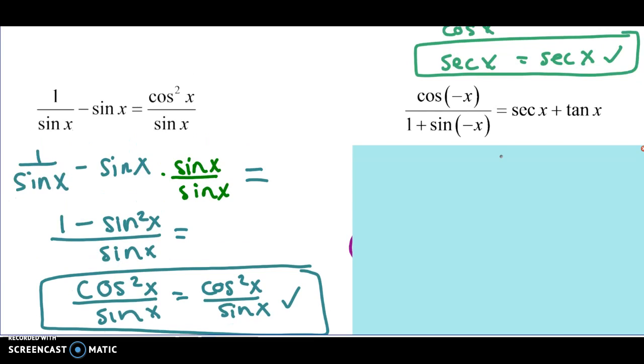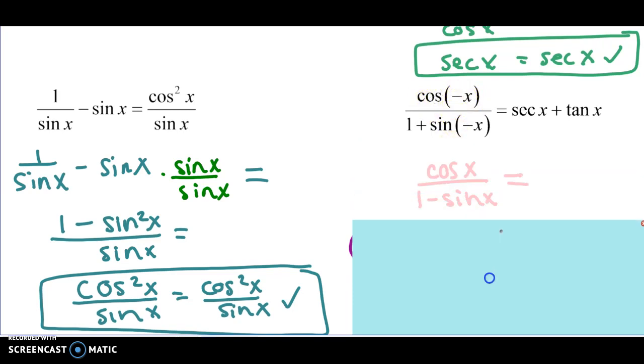All right, final one here. I'm sure a lot of us, if we were dogs, our ears would be raised right now because I have cosine of negative x and I have sine of negative x. So here's where we have to use our even and odd identities. Remember that cosine of negative x is the same thing as cosine of x, and sine of negative x is the same thing as negative sine of x. Even, odd. Cosine's even, sine is odd. Okay, so now this is doable.